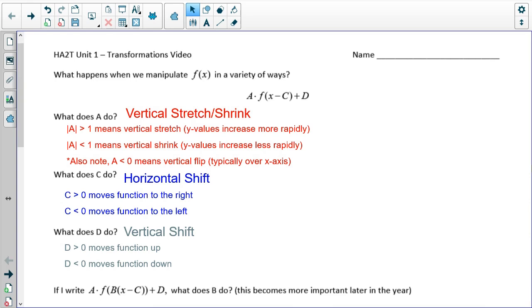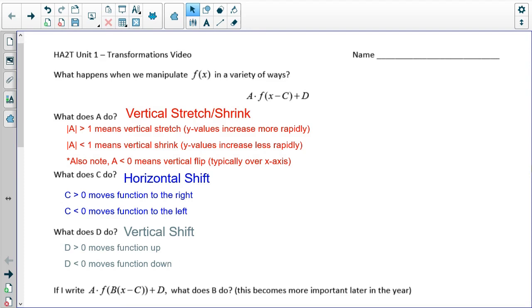So when a is greater than 0, it looks its normal direction, and when a is less than 0, the graph flips. And when the absolute value of a is greater than 1, that means the y values increase more rapidly, which we will call a stretch. And if the absolute value of a is less than 1, that means we have a vertical shrink. So the values increase less rapidly in that case.